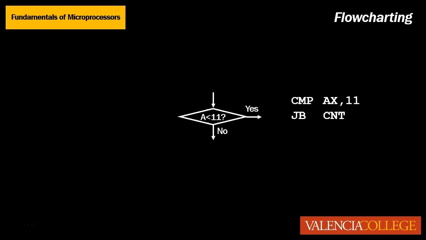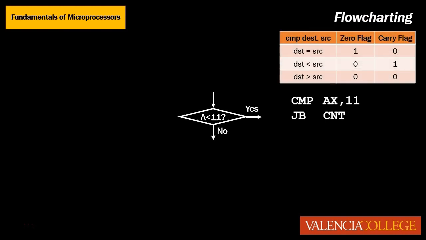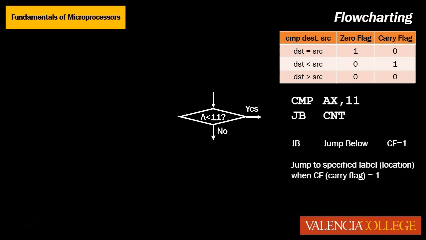So back to our compare instruction. We now know that using compare will give us a carry flag value of 1 if the source value is greater than the destination value. Now we need to find an instruction that will jump us to a specific location in the program when and only when the carry flag is set to 1. It turns out that the JB instruction, jump below, will do this.